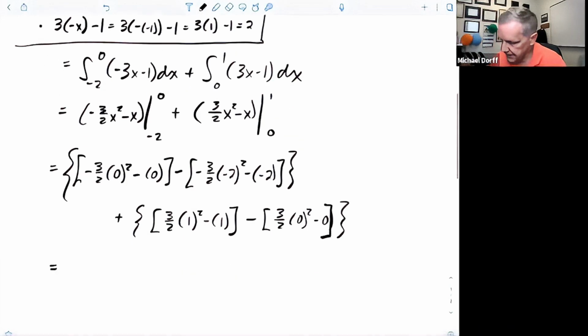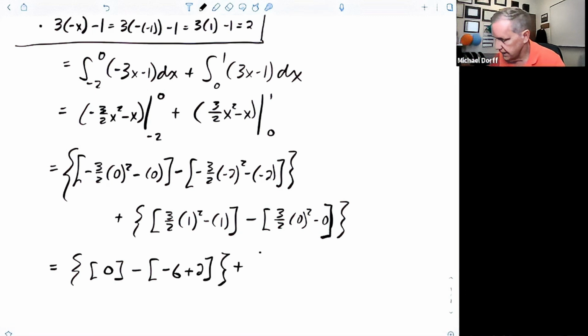Now I'm just going to simplify this. I'm going to get 0, and then here I'm going to get -2 squared is 4 times -3/2. Then that's going to be a -6. And then I'm going to get a negative minus a -2, which will be +2. And then here I'm going to get 3/2 minus 1 and a 0.